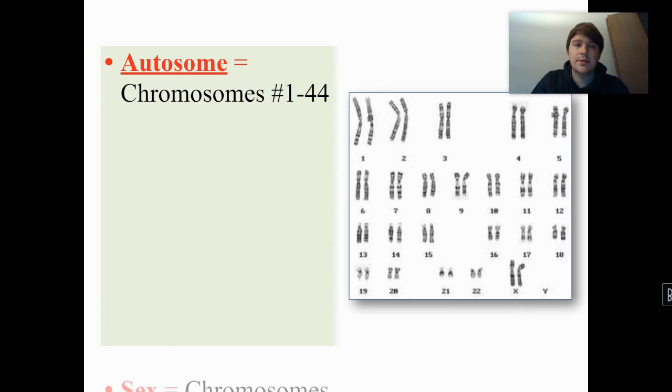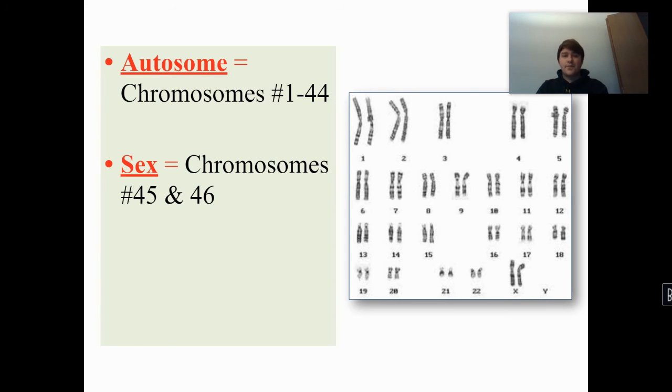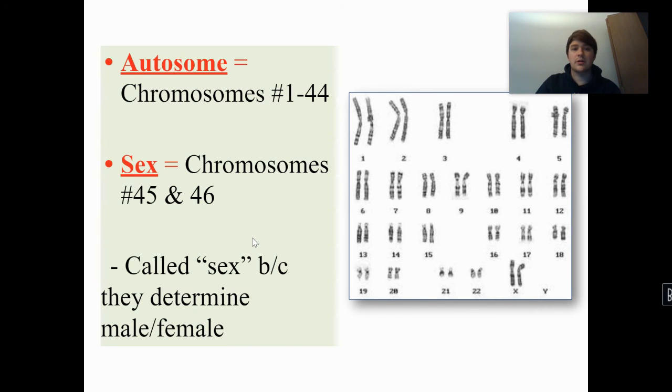All right, autosome versus sex chromosome. An autosome is any chromosome that is not a sex chromosome, aka somewhere between 1 and 44. So 1, 2, 3, 4, 5, 6, all the way down to 44. These are all called autosomes. Sex chromosomes are right here. There's only 2. 2 X's in this case would be a female. They are called sex chromosomes because they determine the male or female of the biological child.